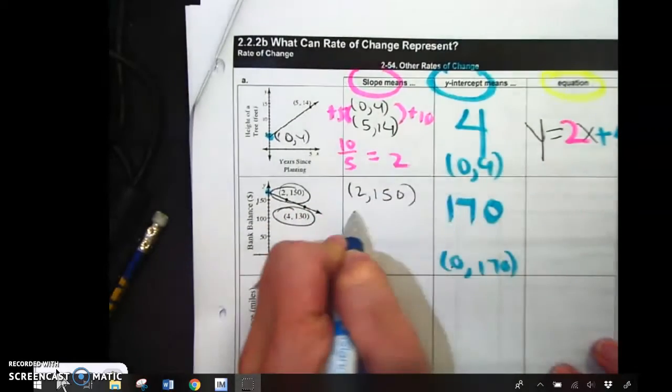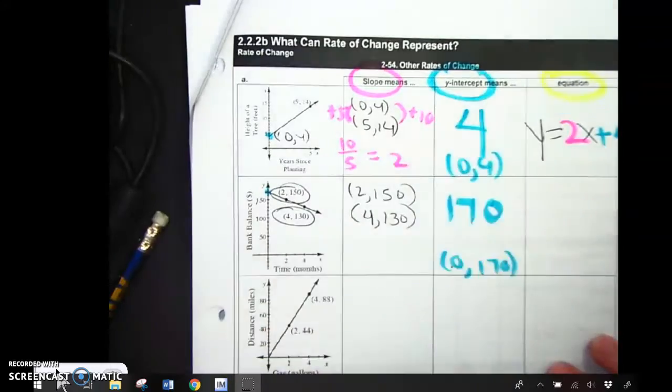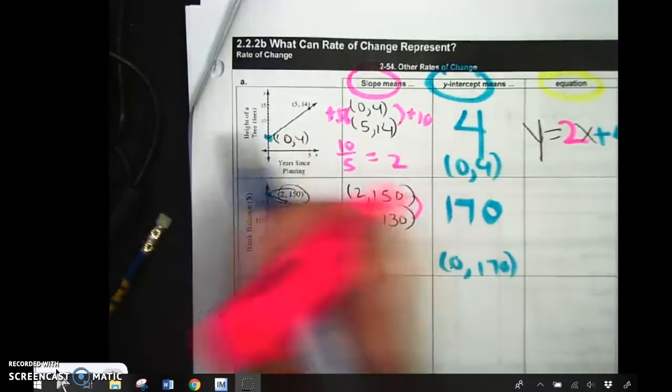2, 150. 4, 130. At this time, please make your way to your aptitude programs for our activity.